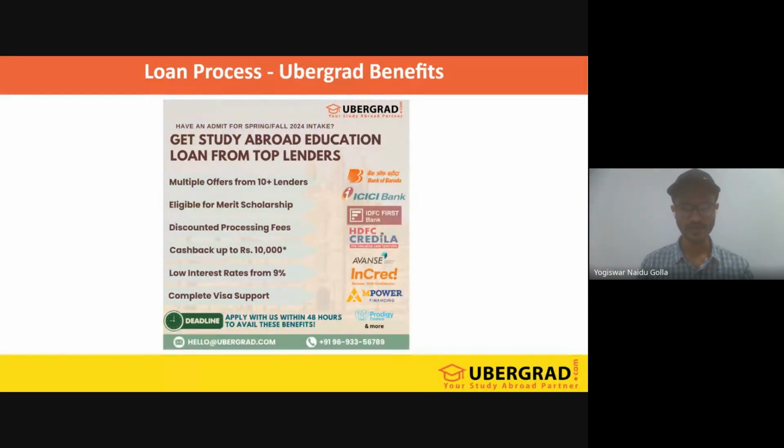You will also get a cashback. It's a flat cashback of 5,000 to 10,000 rupees. So if you take a loan through Ubergrad, we are going to give you a flat cashback of 5,000 to 10,000 rupees, depending upon the lender.